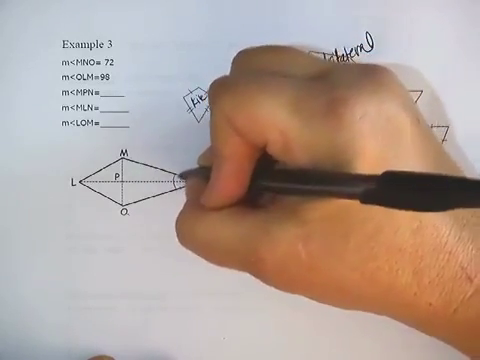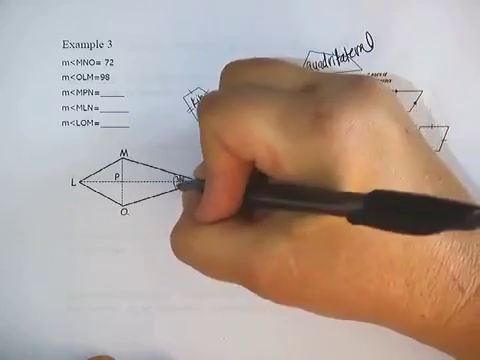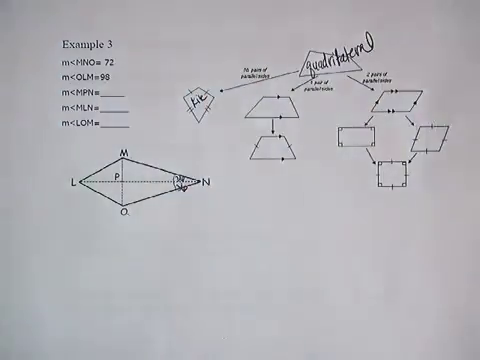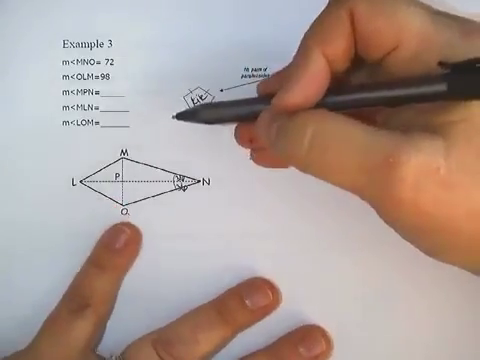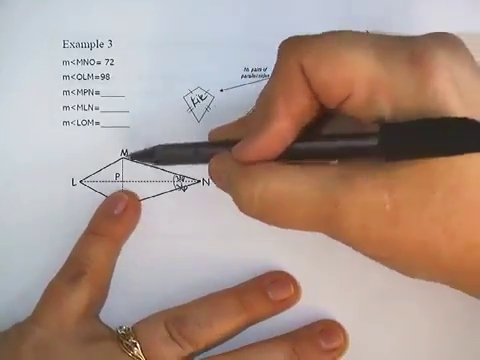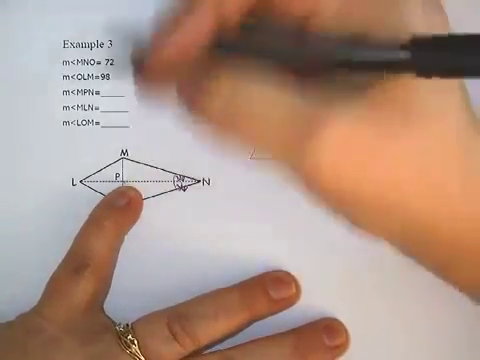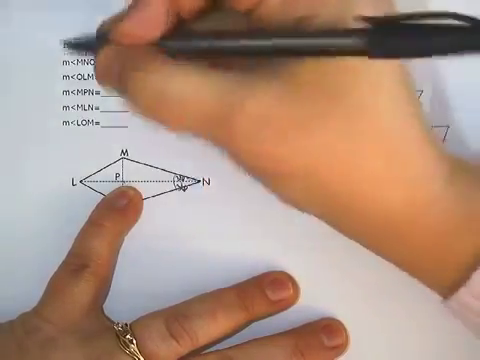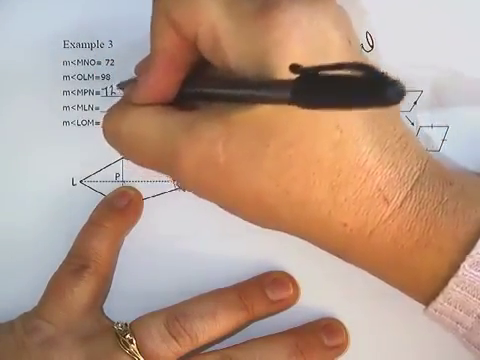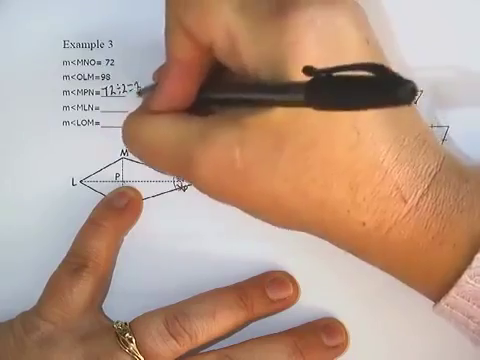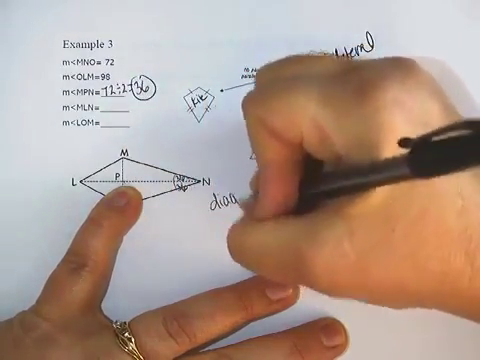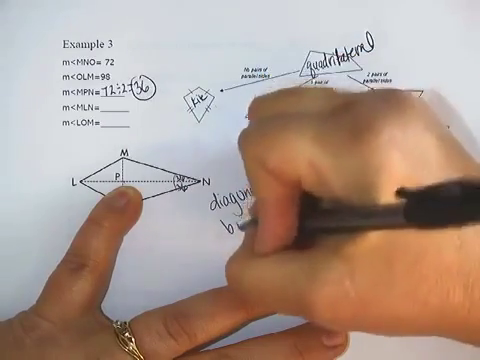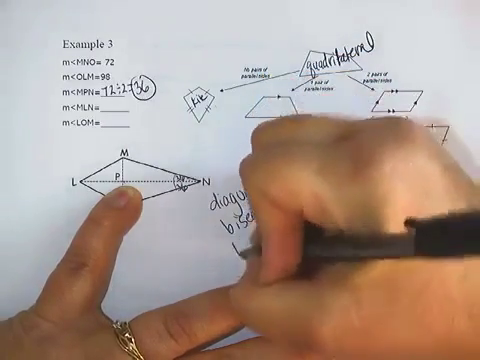Okay, MNO is 72. That means this big angle here is 72. Do you remember that this diagonal is going to bisect these two? This diagonal bisects this 72. So if I want to fill it in, 72 divided by 2 would be 36 degrees in each one of those little angles. And I bet they're going to ask me about one of them. Look here, MNP. Well, MNP was one of those little 36 degree angles.